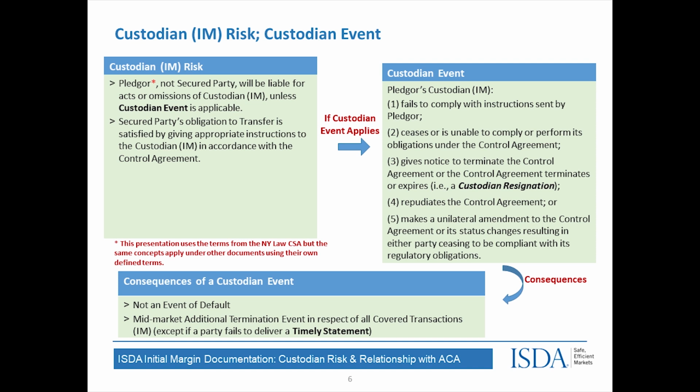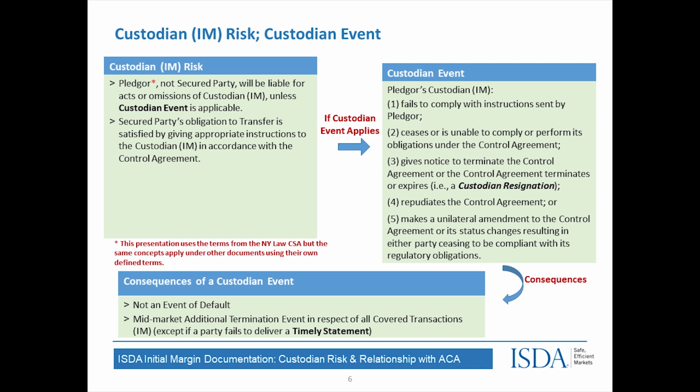And there is a general statement in the ISDA documentation that the pledger will be liable for acts and omissions of the custodian, unless the custodian event is applicable. And the custodian event was a way for people in the market to really agree exactly what would happen if a custodian defaults or if a custodian resigns. If custodian event is not applicable, then we would just have the statement in the ISDA documentation that says that the pledger will be liable for the acts and omissions of the custodian. But we would not have an agreed upon process to, one, terminate the trades and to understand what the exact remedies are and damages.